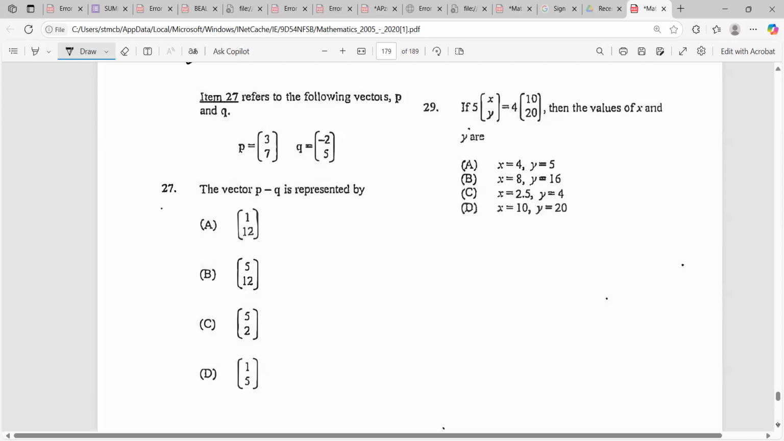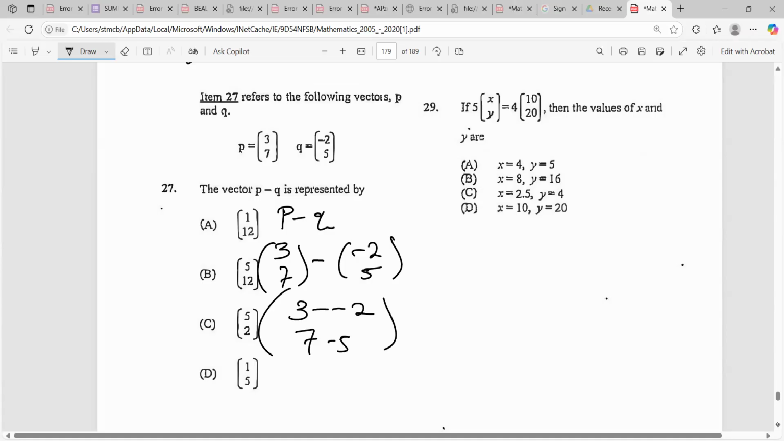Alright, so I'm going to put things in perspective. We have P minus Q. Now P is (3, 7) minus (-2, 5). We have 3 minus minus 2, because you have to do the extra terms, so it becomes a plus, so this is 5. Then 7 minus 5 would be 2. So that's (5, 2). That's C.